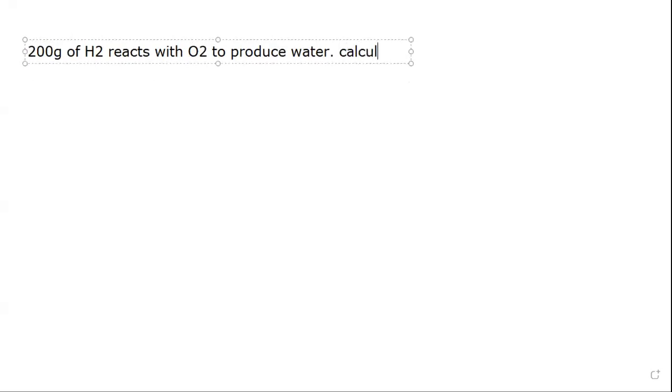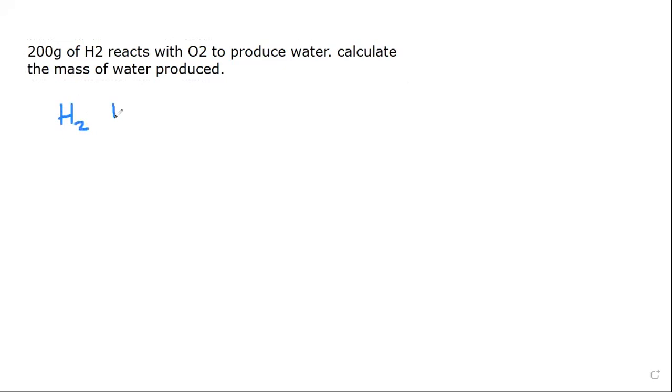Say, calculate the mass of water produced. So definitely there should be an equation. The equation is H2 plus O2, which gives us H2O.